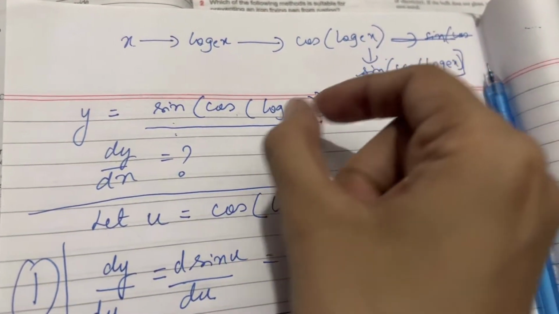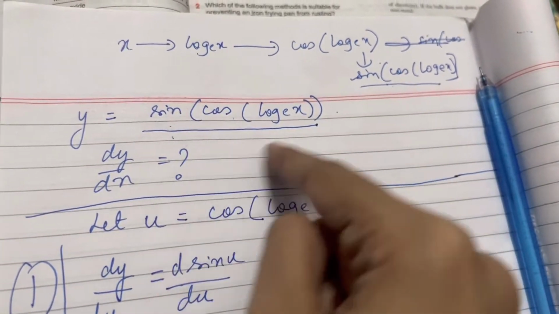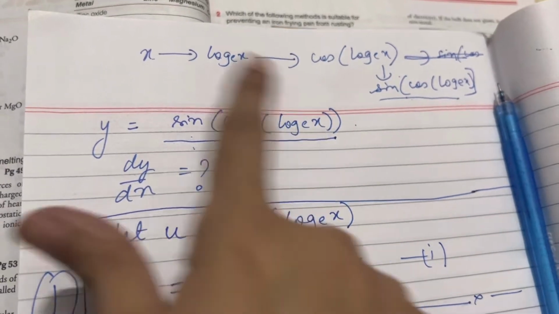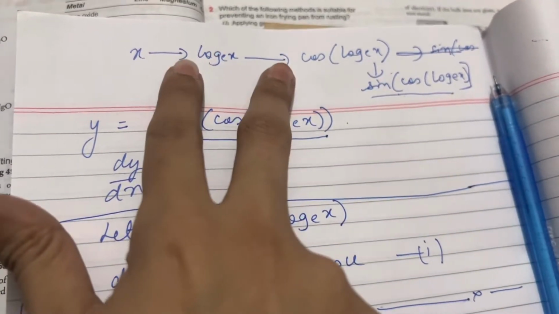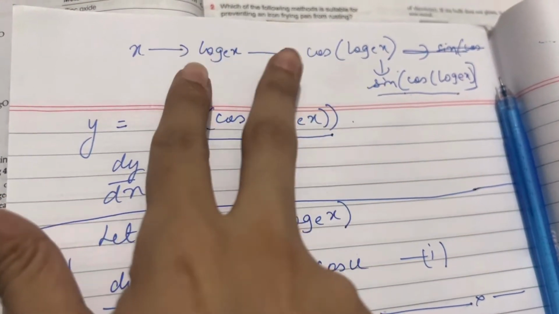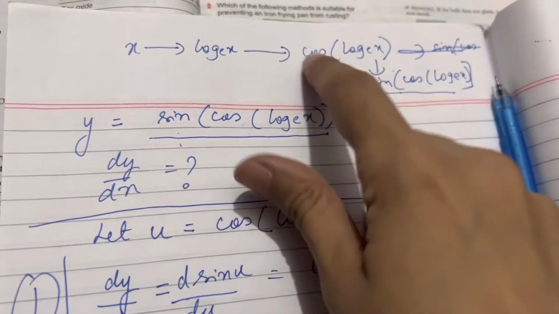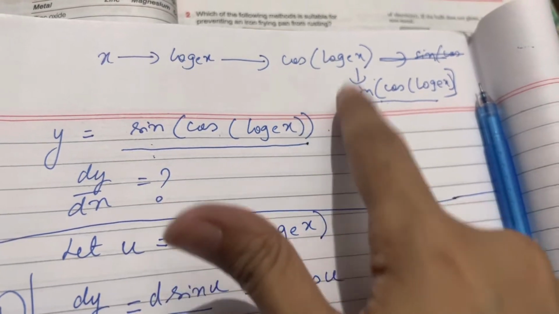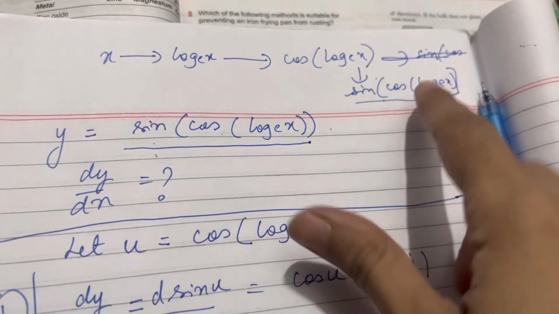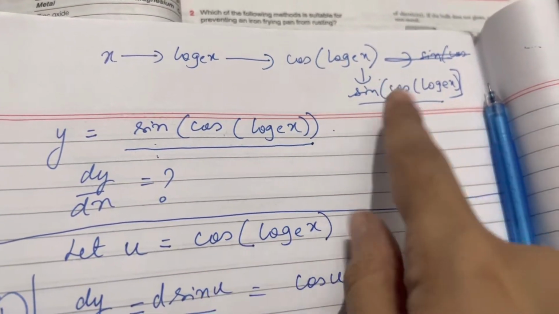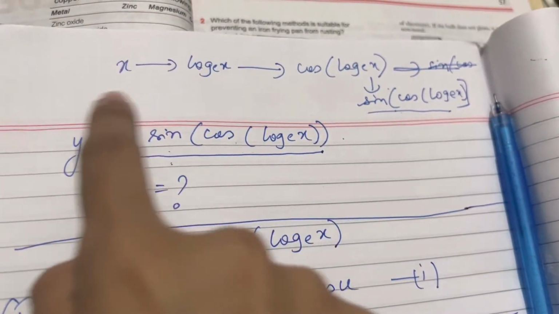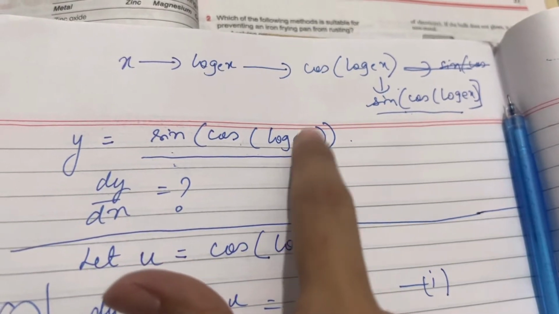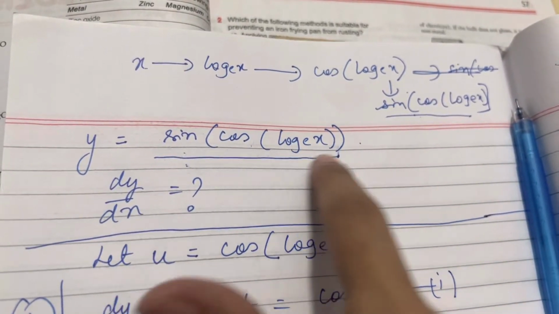So we need to see how this whole term of x became this. We need to start from the beginning. x became log x base e. Then this became cos log x base e. And then in the final step, it became sine of cos log x base e. So in 3 steps, x got its function. So x is absolutely inside this one, which is attached to this log x.